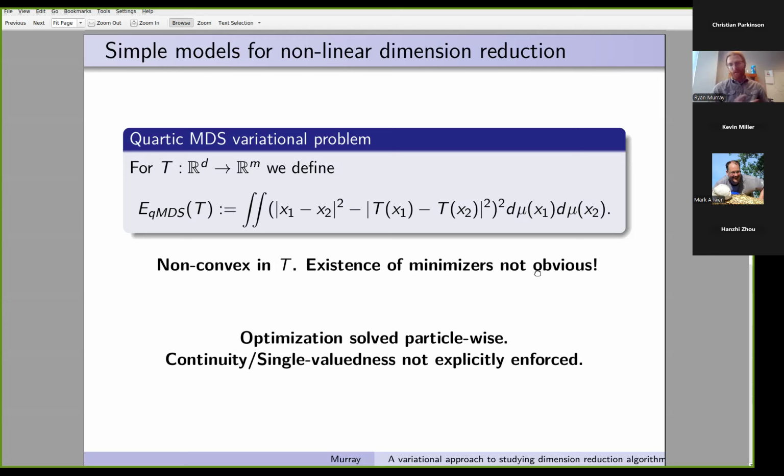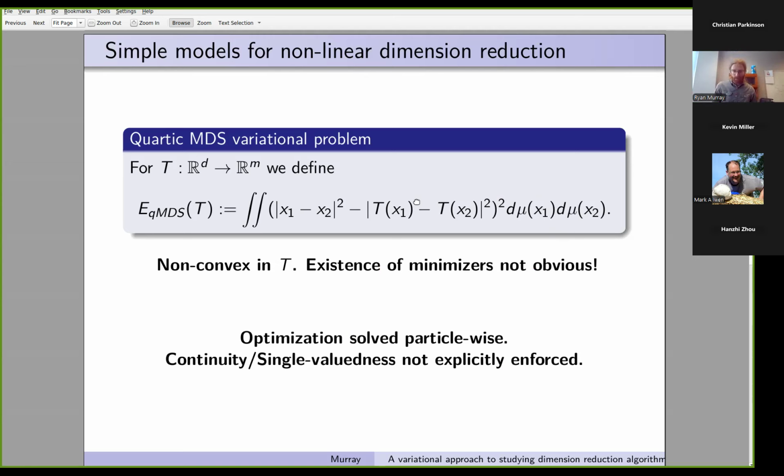And so here I've written an energy in a very similar way. It still has this double integral. I'm still comparing x1s and x2s with t of x1s and t of x2s. All I've done here is, instead of comparing inner products between x1, x2 and t of x1 and t of x2, I'm now comparing the pairwise distances between x1 and x2 with the pairwise distances between t of x1 and t of x2.